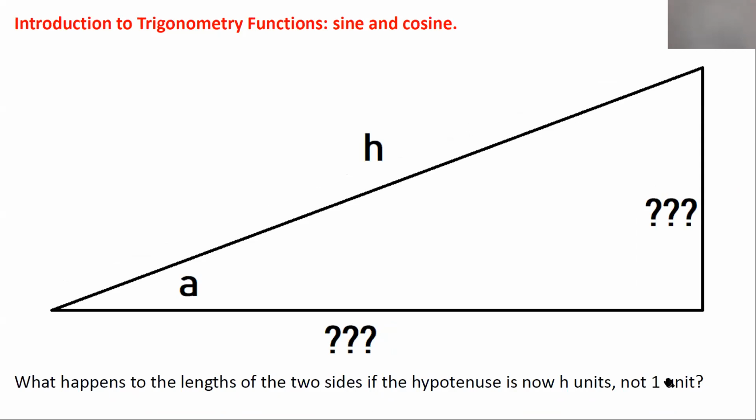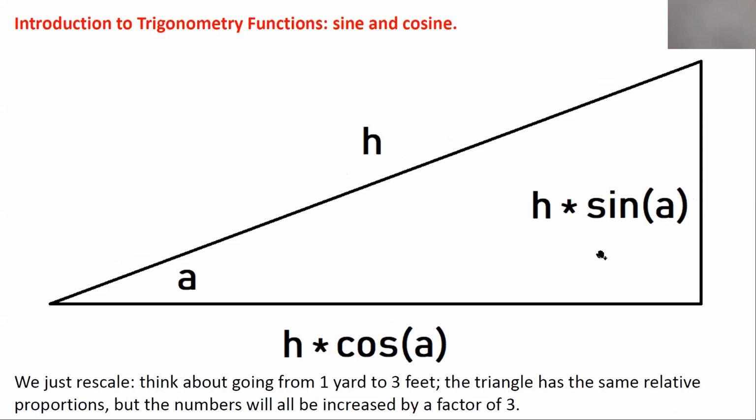Now I'm going to make things a little bit harder. What if I change the hypotenuse to H? How much should the bottom increase by? If it was cosine A before, and the hypotenuse has been increased by a factor of 2, how much longer should the base be? 2 times. And if I make the hypotenuse 3 times as large, 3 times. So if the hypotenuse is H times as large, the bottom should be H times. Yeah. And so we would now see the bottom is H times cosine of A, and the height is going to be H times the sine of A.